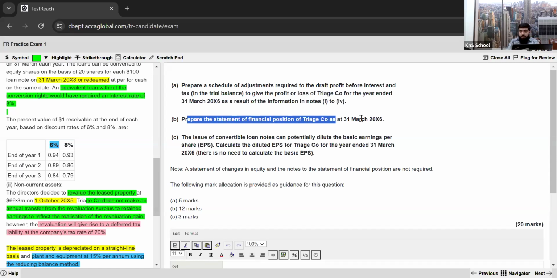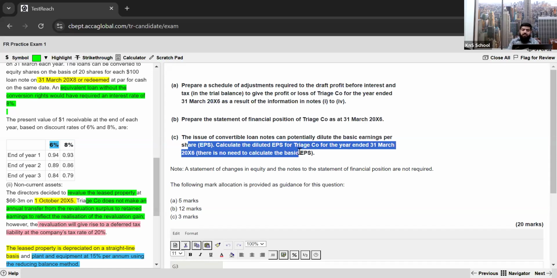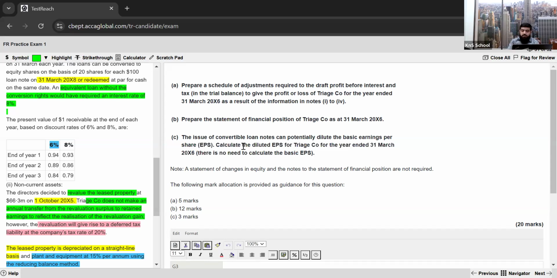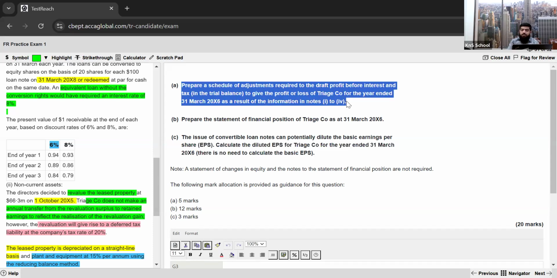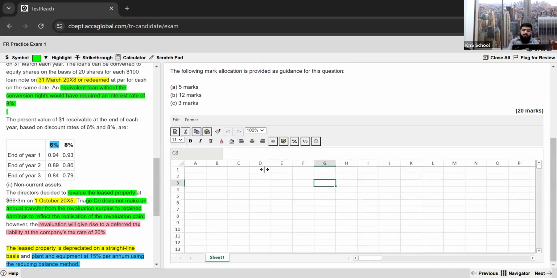Then you have to prepare the balance sheet. And then there is a requirement for the DEPS, that is the diluted earnings per share. We'll see how to calculate this one. So first of all, let's start with the A part. That is, we need to calculate the adjusted net profit.